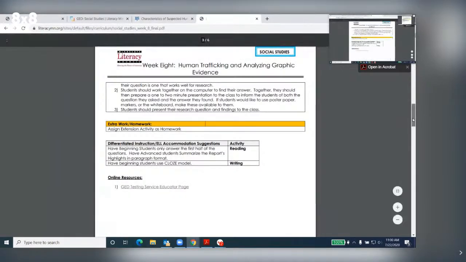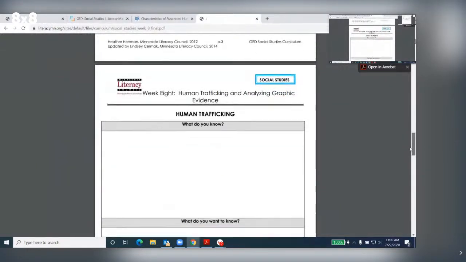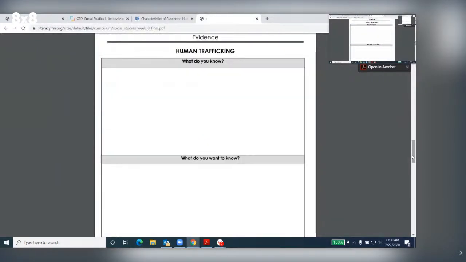So what I want you guys to do right now is this, what we call a graphic organizer. It's just asking, what do you know about human trafficking? So you would just fill in anything you know. It doesn't have to be in sentences. You can just bullet it, just write your thoughts. It doesn't have to be any specific way. It's just a way for you to get an idea of what you know about human trafficking.